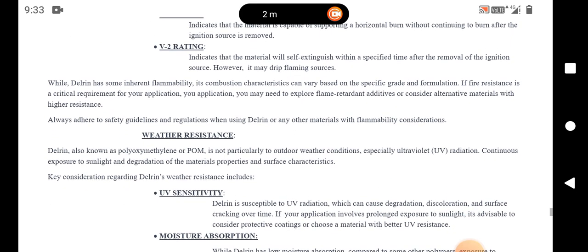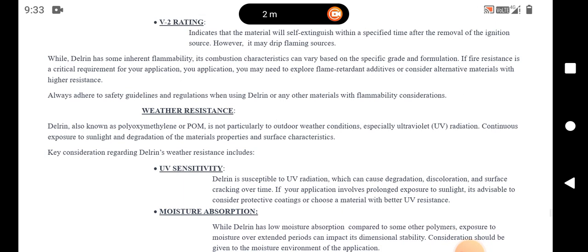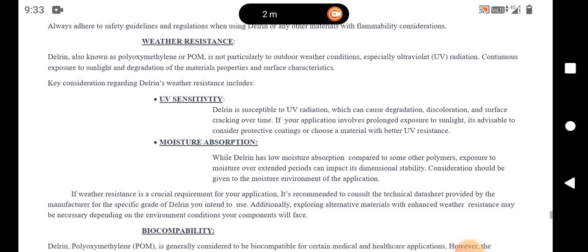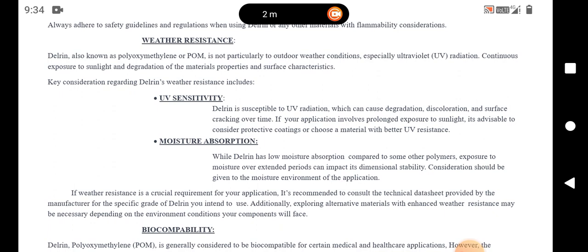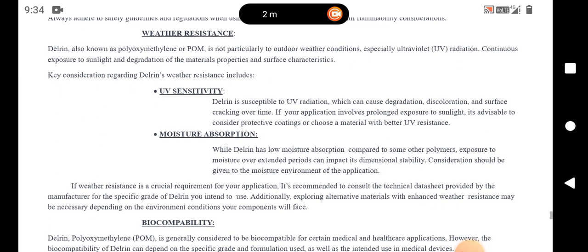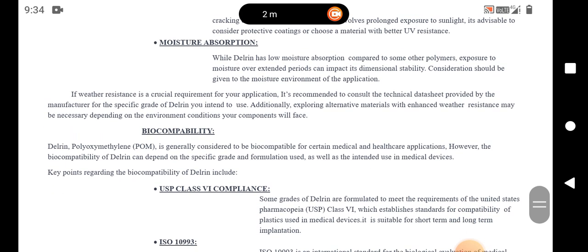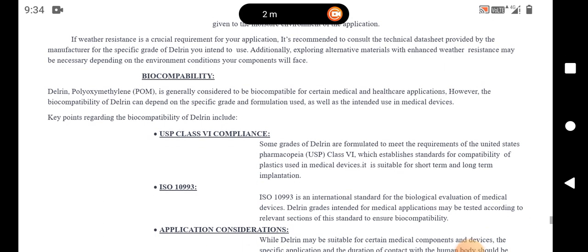Weather resistance. Delrin, also known as polyoxymethylene, is not particularly suited to outdoor weather conditions, as sunlight can lead to degradation of the material properties and surface characteristics. Delrin weather resistance includes UV sensitivity. Delrin is sensitive to UV radiation, which can cause degradation, discoloration, and surface cracking over time. If weather resistance is a critical requirement for your application, protective measures may be necessary depending on the environmental conditions your component will face. Biocompatibility. Delrin polyoxymethylene is generally considered biocompatible for certain medical and healthcare applications.